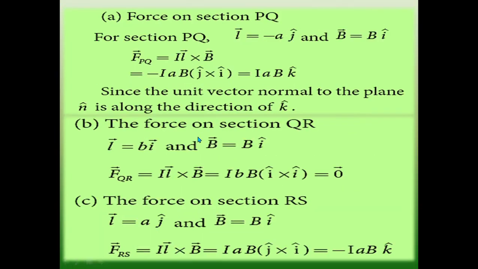So the equation can be written as L vector is equal to a J cap, and B vector is equal to B into I cap, because the magnetic field always acts in the I cap direction. Substituting these two values, we obtain I a B, J cap cross I cap, and J cap cross I cap is nothing but minus K cap. So that is why minus I a B K cap. The next step.